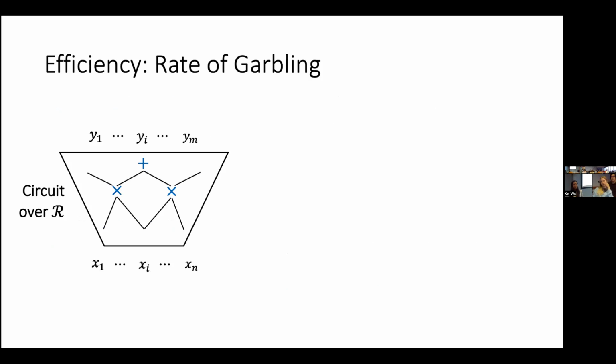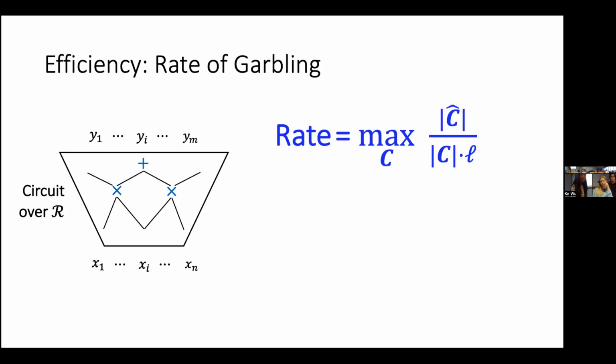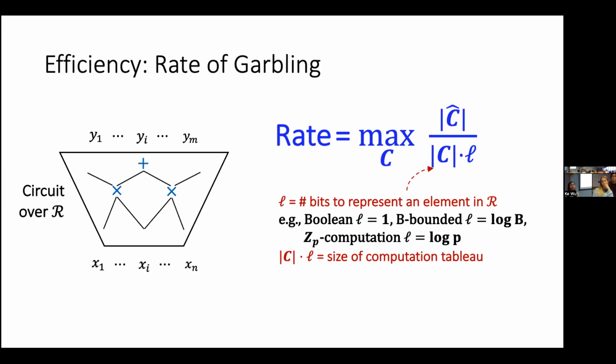In terms of efficiency, we're going to use a particular measure, which I call the rate of the garbling. It's defined as follows. It's the max ratio between the size of the garbled circuit, where by size I mean the number of bits to write it down, versus the size of the original circuit, the description size C, times L. Well, what is L? L is the number of bits needed to represent an element in R. So if you're doing Boolean, L equals 1. If you're doing B-bounded integer computation, L is log B. If you're doing Z_p computation, then L is log p. So basically, C times L is the size of the computation tableau: how many bits you need to just write down the entire computation. And I feel it's a fair measurement to charge for that when you're doing garbling. Okay, so this is how we define the rate.